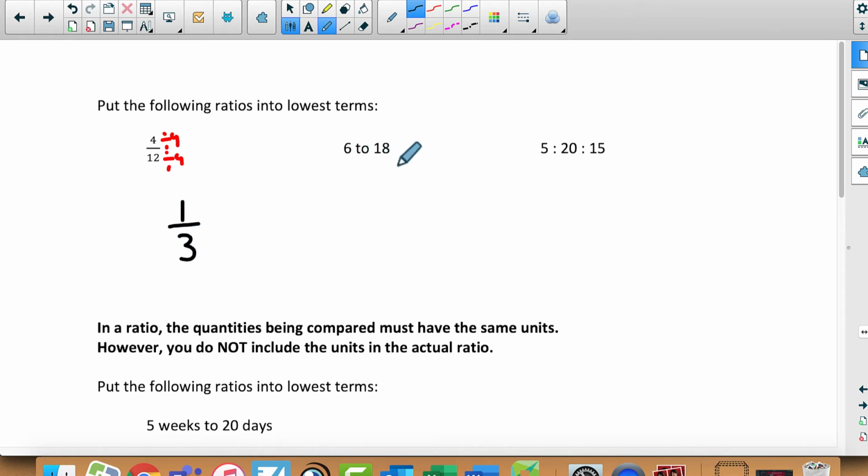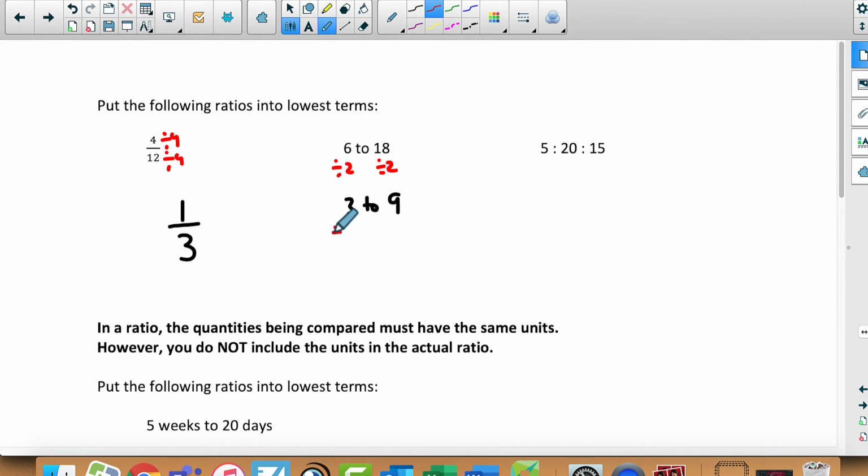6 to 18, what can you divide those both by? Okay, let's pretend you didn't pick the biggest number this time. Let's say you divide them both by 2. I just want to show you it still works. Of course it still works. If you divide that, you get 6 divided by 2 is 3, and 18 divided by 2 is 9. Make sure you take a look and see if it's now in lowest terms. And I can see it's still not in lowest terms.